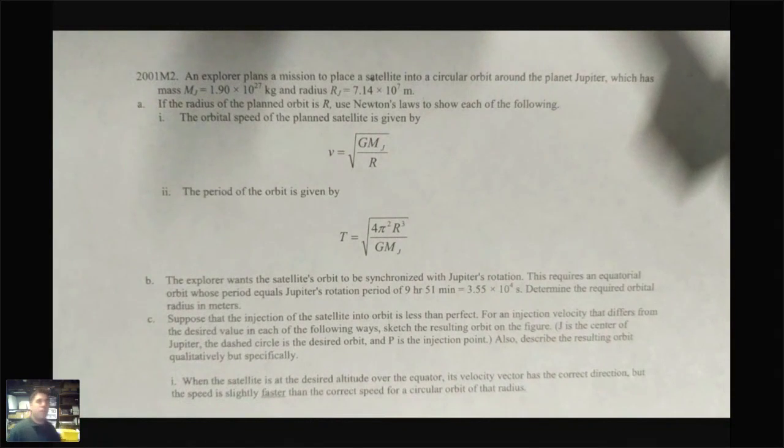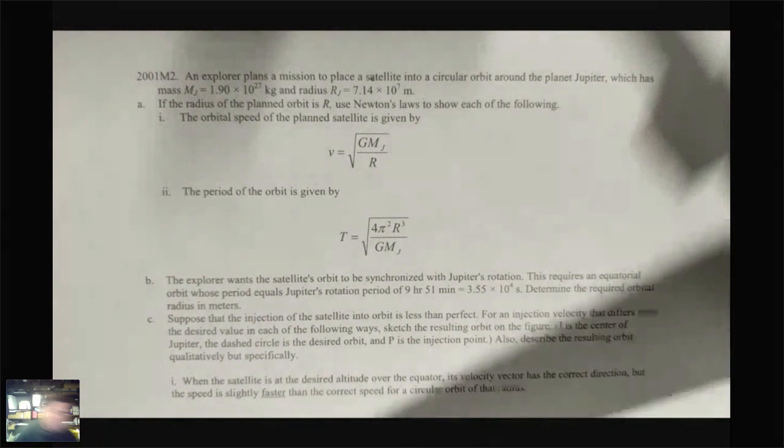So part A really asks us to do just a lot of math. An explorer plans a mission to place a satellite in orbit around Jupiter. If the radius of the planned orbit is r, use Newton's laws. Nice, thank you for giving us a starting point, to show each of the following: the speed of the satellite and the period of the orbit.